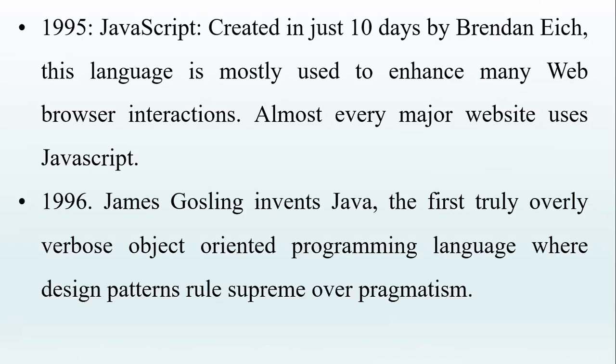Then in the year 1986, James Gosling invented the first truly overly verbose object-oriented programming language, where design patterns rule supreme over pragmatism.